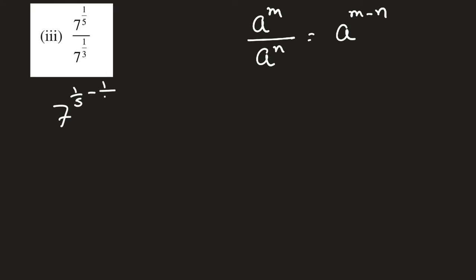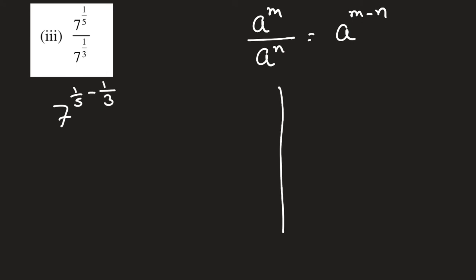Let's apply the law. What is the law that comes to your mind for this? 7 to the power 1 over 5 over 7 to the power 1 over 3. What is the law of a to the power m divided by a to the power n? It is a to the power m minus n. So can I apply this law over here? So it's going to become 7 to the power 1 over 5 minus 1 over 3.